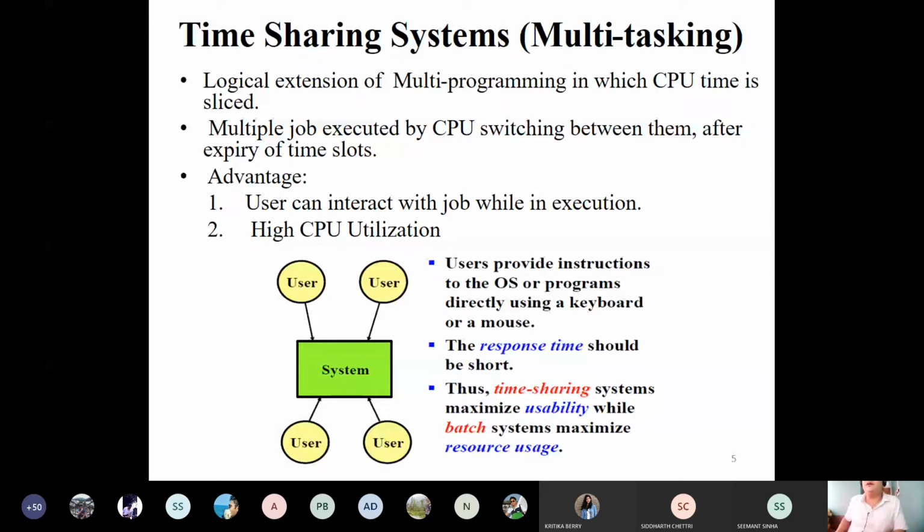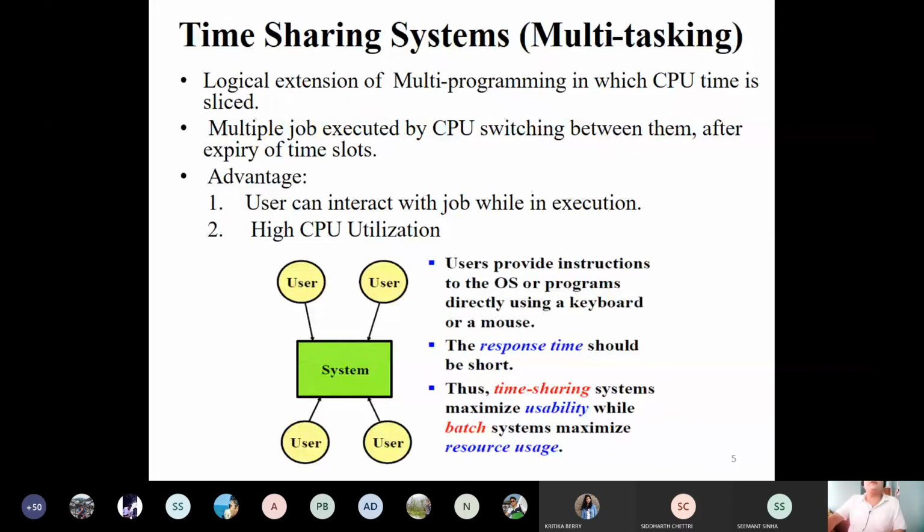This is how multitasking works. In case of multitasking, the CPU time is sliced, called a time slice, and each time slice is given to a different process for executing the user program. In multitasking, the user can interact with the program in real time, and you won't even notice whether the CPU is with you or not.